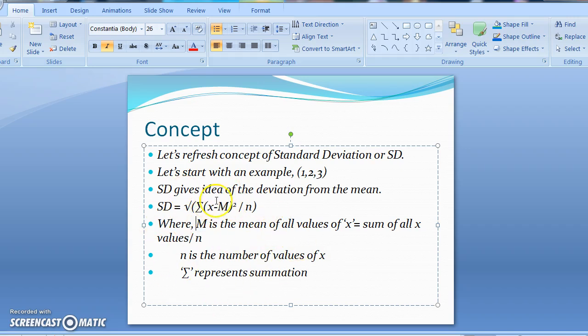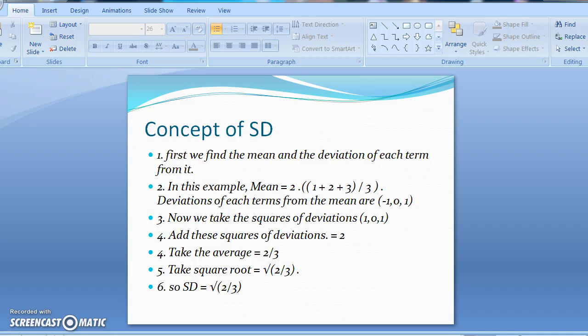Don't even worry about this formula. I'm just going to explain to you what standard deviation is and the step-by-step procedure rather than going through this very strange looking formula. We'll just understand what SD is, right? Standard deviation. We'll take this example 1, 2, 3. Basically, standard deviation gives us an idea about the deviation of the terms from the mean.